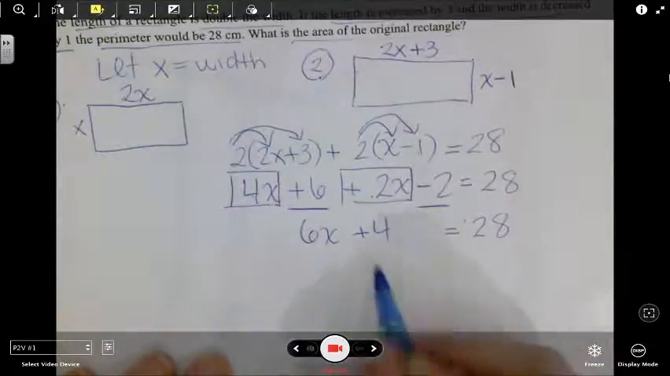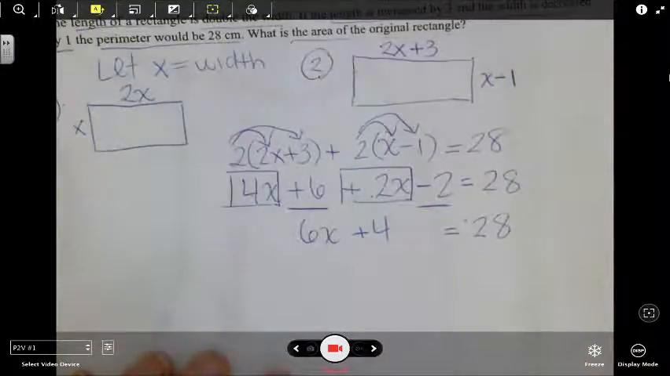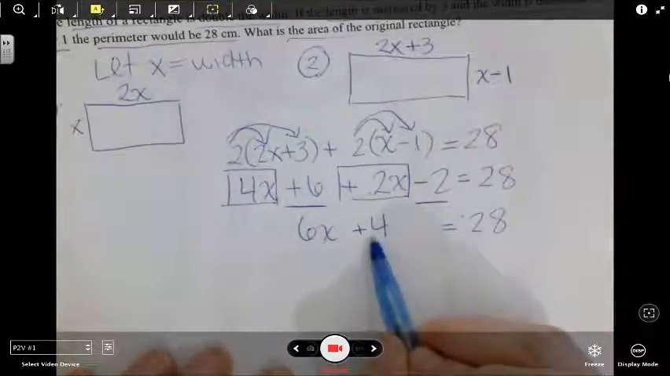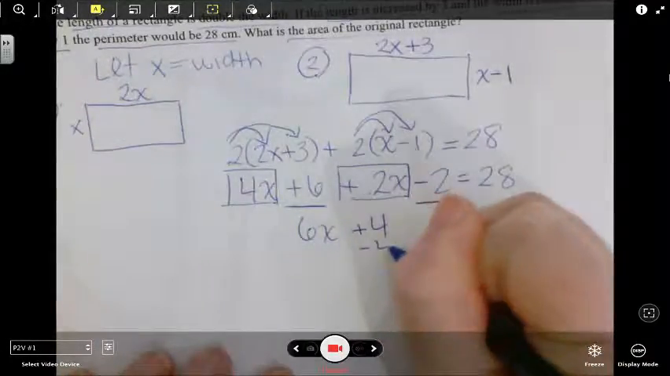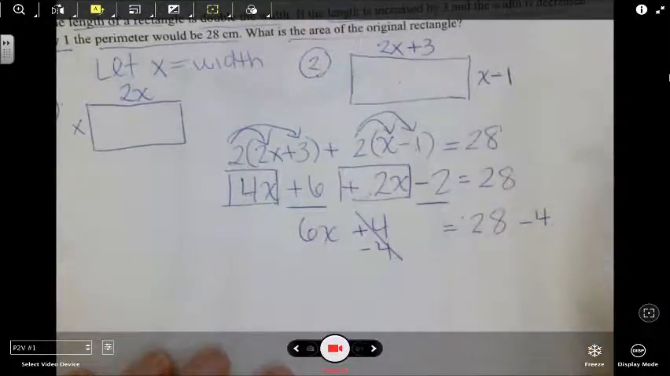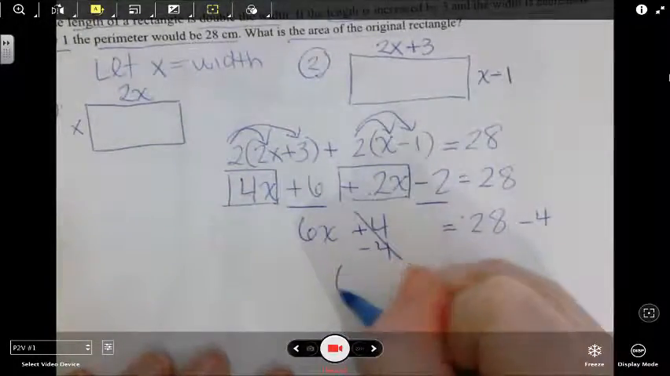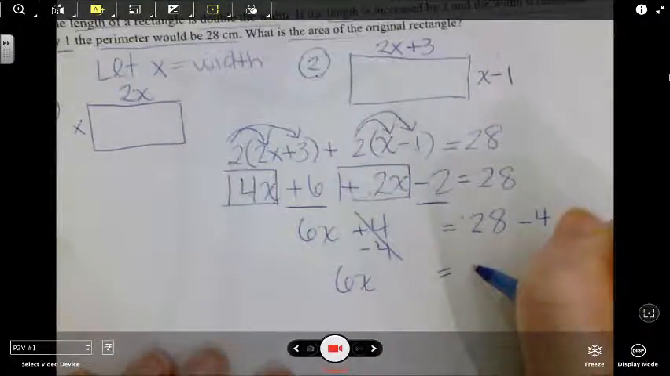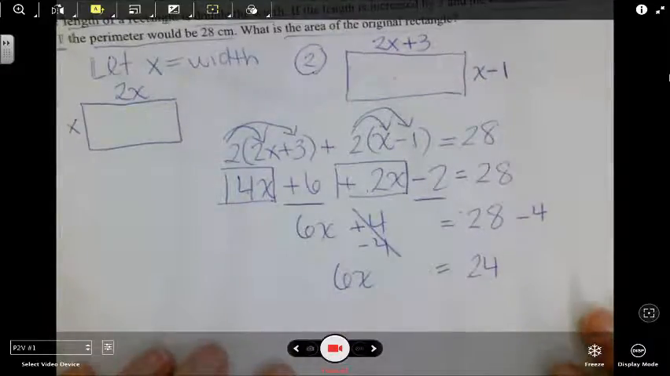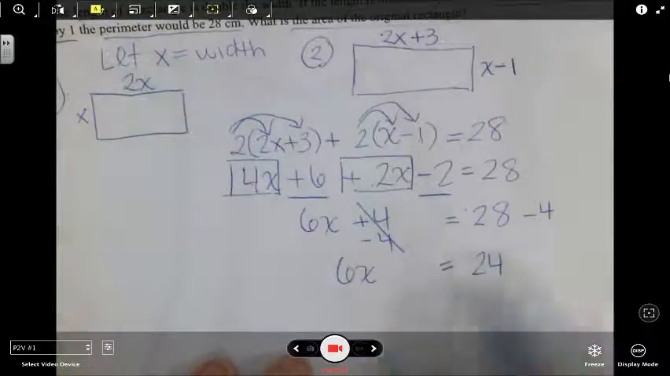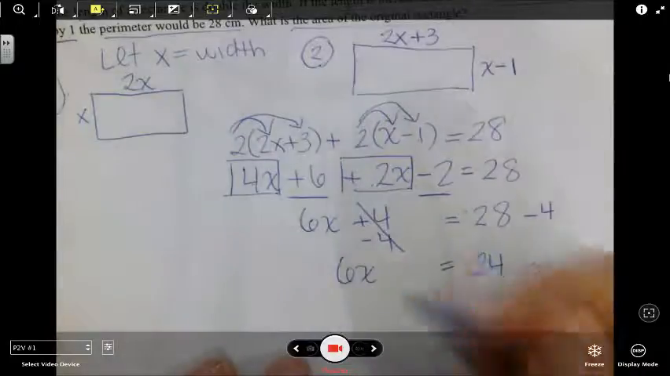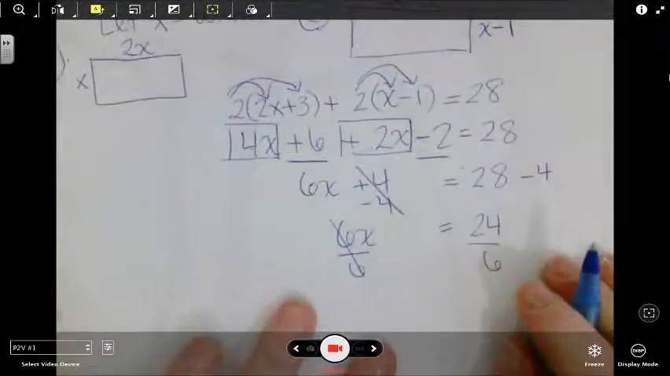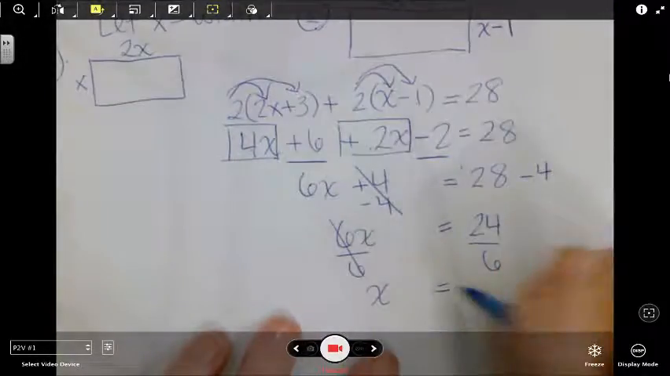Okay, so now that I've cleaned this up a little bit, now I'm just working with a simple equation, still trying to isolate x. So since I have a plus 4 here, I'm going to subtract 4 and subtract 4 on the other side. So now I'm left with 6x is equal to 28 minus 4, which is 24. Last thing I have left to do, since there's a 6 times my x here, I need to divide by 6. Divide by 6. So my x is equal to 4.